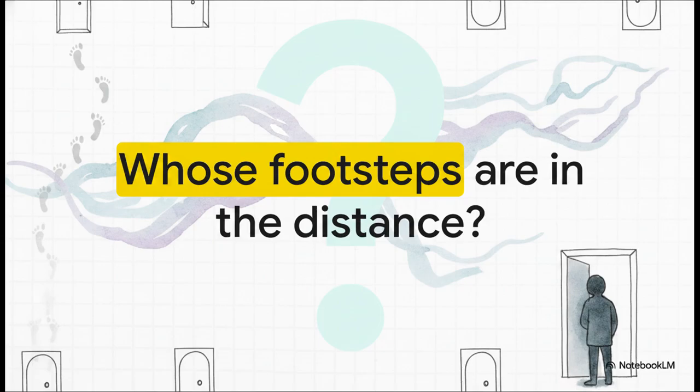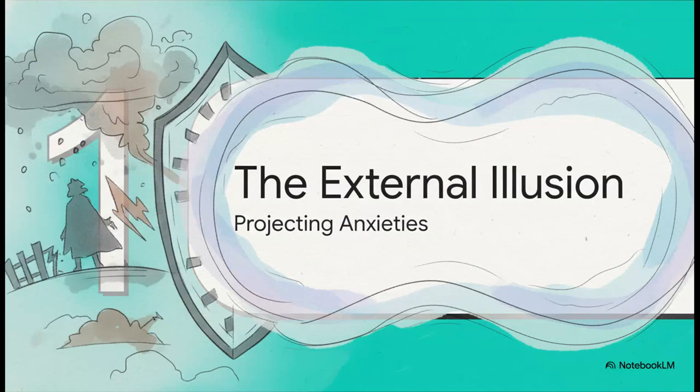The text points out that these footsteps in the distance aren't from anyone out there. It sets up this immediate mystery, forcing us to ask, if the threat isn't outside, what exactly are we so afraid of? Which brings us to Section 1, the external illusion, and how we project our anxieties.